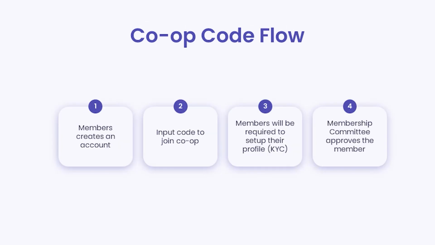Now let's talk about steps. For co-op code, you will need to follow 4 main steps. Number 1, member creates an account. Then, the member will input a code to join the cooperative. After that, they will also be required to set up their profiles. In other words, do a KYC or Know Your Customer process. And lastly, the member will submit their application to the membership committee.